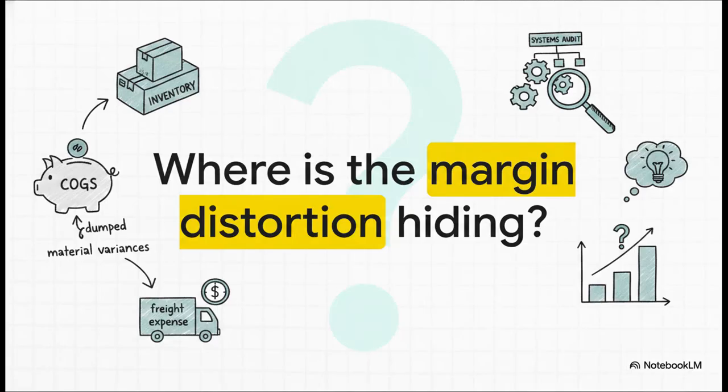Which brings us to the very end of our explainer today. I really want you to take a hard look at your own real-world accounting processes through this 5-cluster framework. Where are the gaps? Are you expensing freight too early? Are you just dumping material variances straight into COGS? Ask yourself right now, what part of your inventory lifecycle is hiding the most margin distortion?